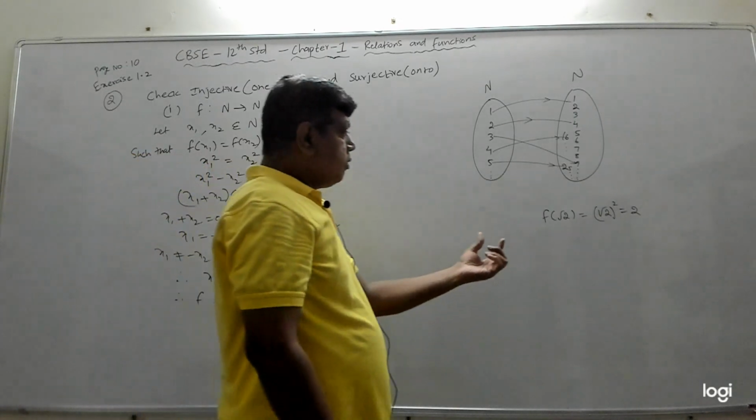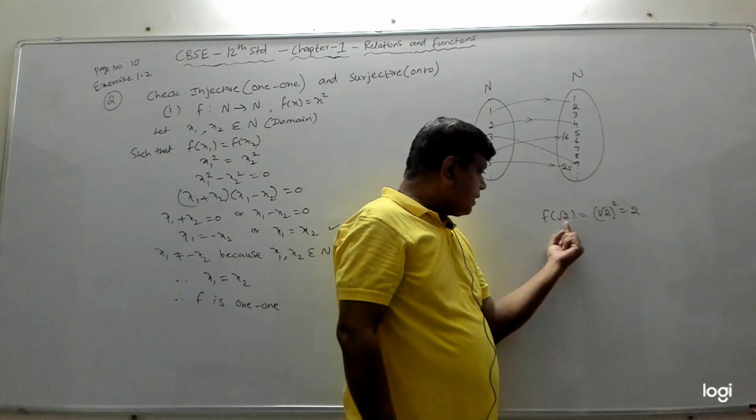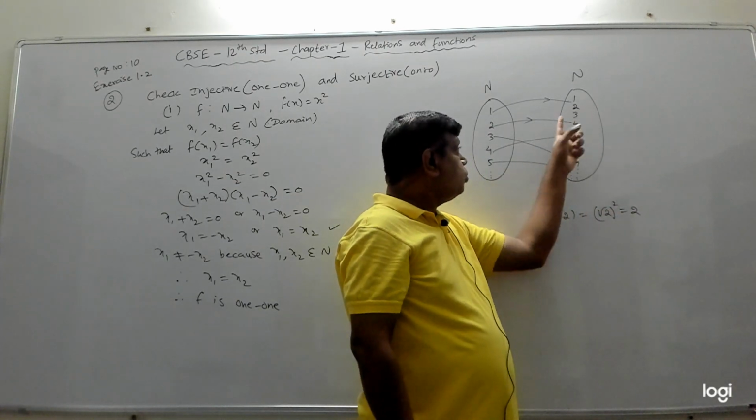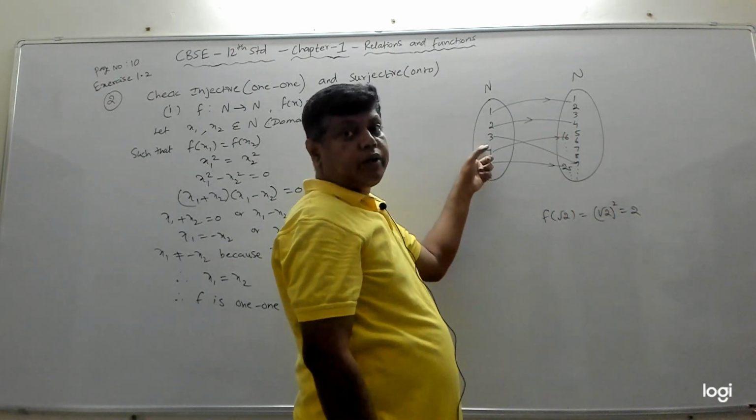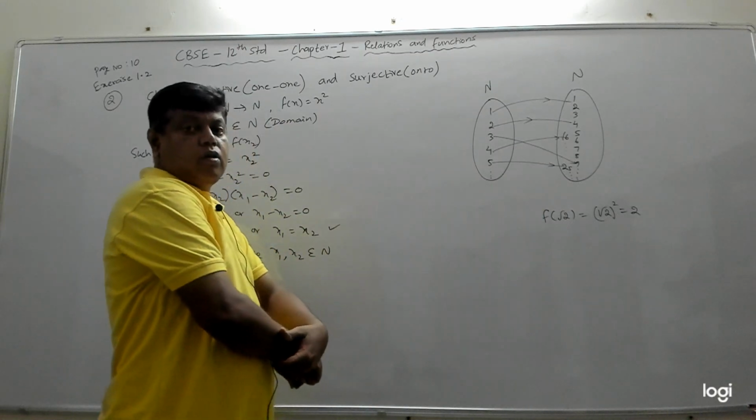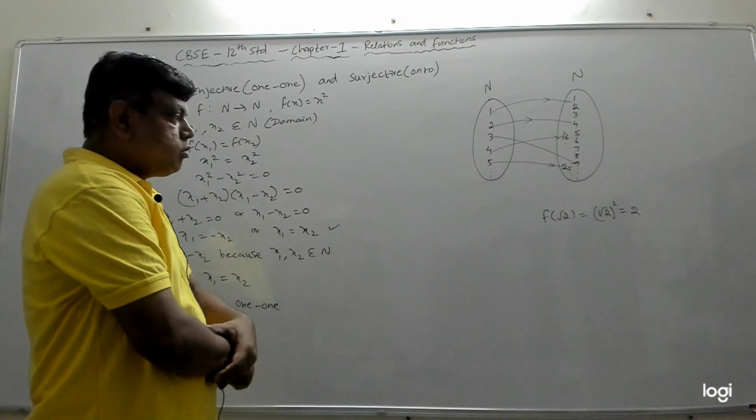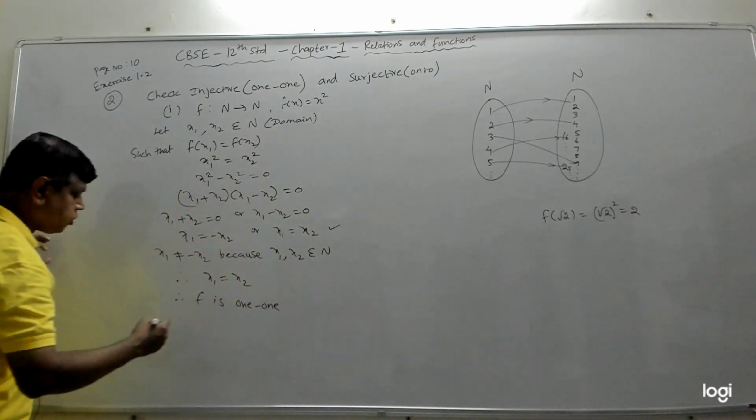The element x whose f of x maps to 2 should also be in this set. Only then it is called onto. If not, it is not onto. So here it is not onto. To prove it is not onto, it is very easy.